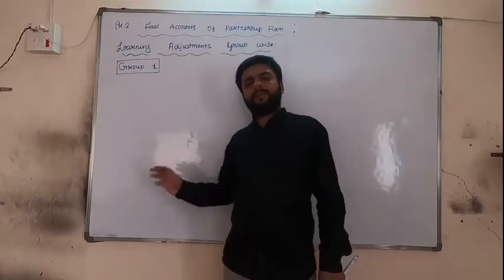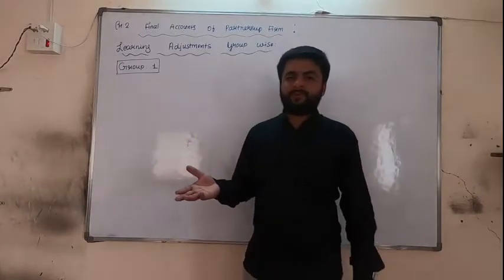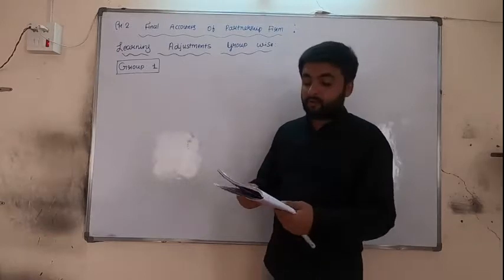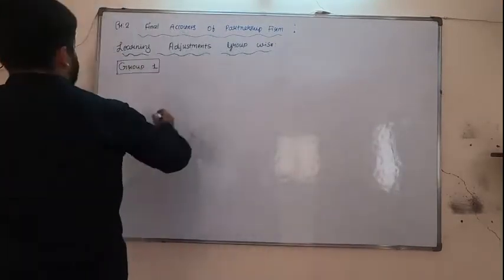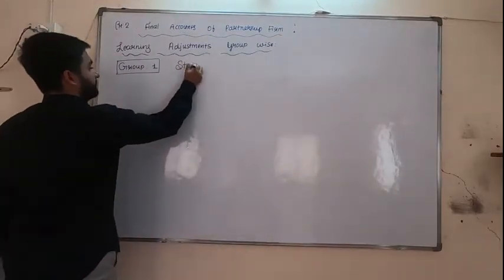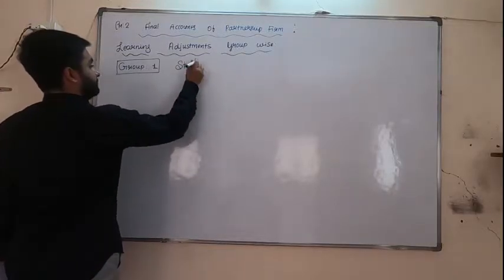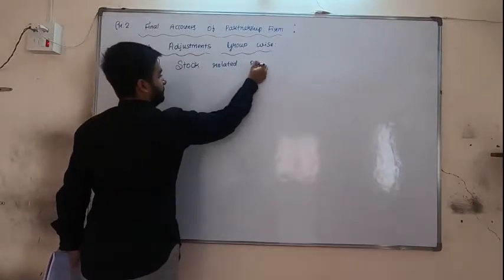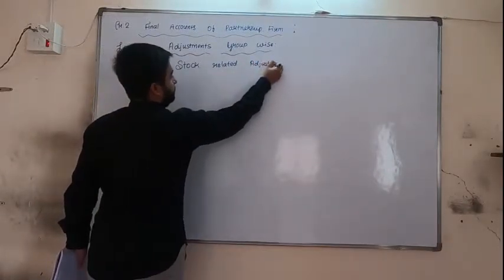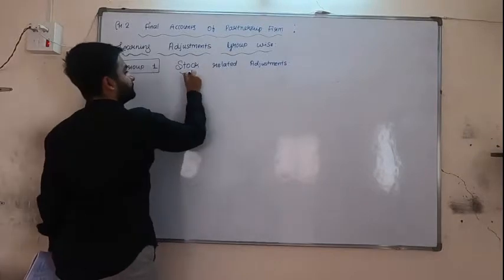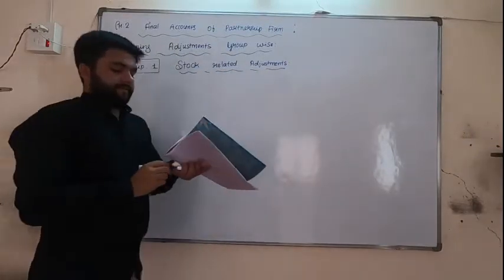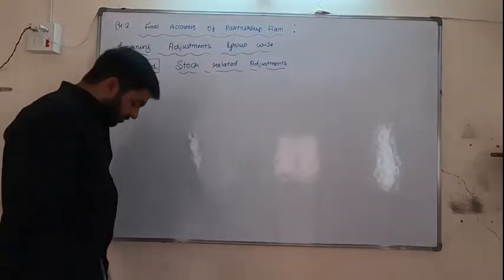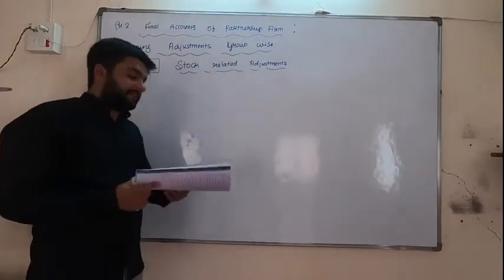Okay, friends, so let it take time. We have time. We will do it slowly. Now group 1, the heading for group 1 is: the first group of adjustments are stock related adjustments. What related? Stock related adjustments.